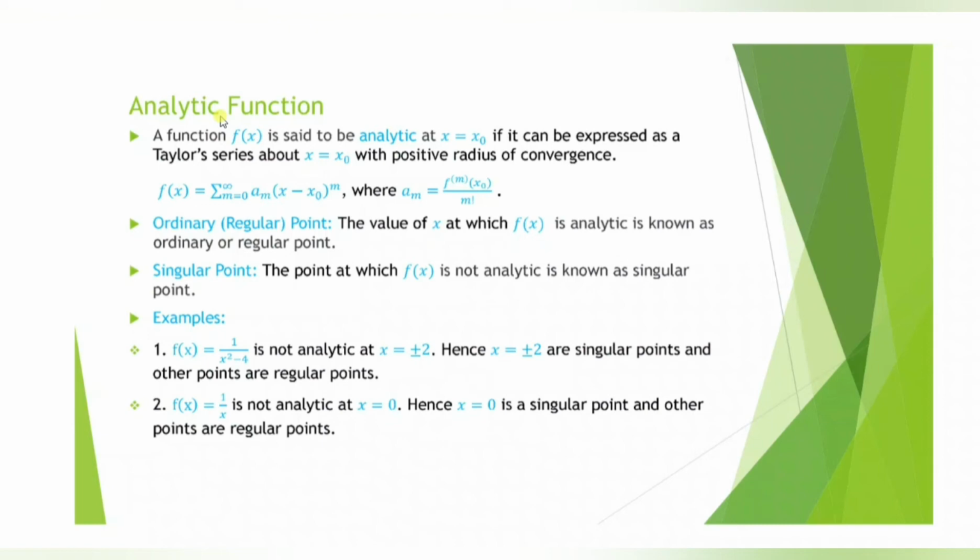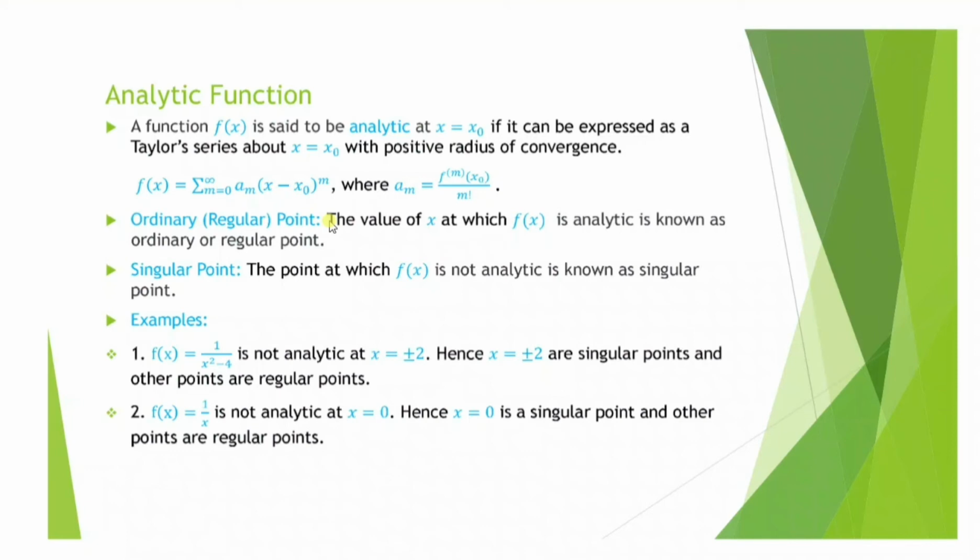Now we will discuss about analytic function. A function f of x is said to be analytic at point x0 if it can be expressed as Taylor series about x0 with positive radius of convergence. This means f of x को हम लिख सकते हैं समेशन m equal to 0 to infinity am into x minus x0 to the power m. यहाँ am क्या है? mth derivative of f at x0 upon m factorial. Simply we can say f is analytic at point x0 means f is infinitely many times differentiable at point x0.